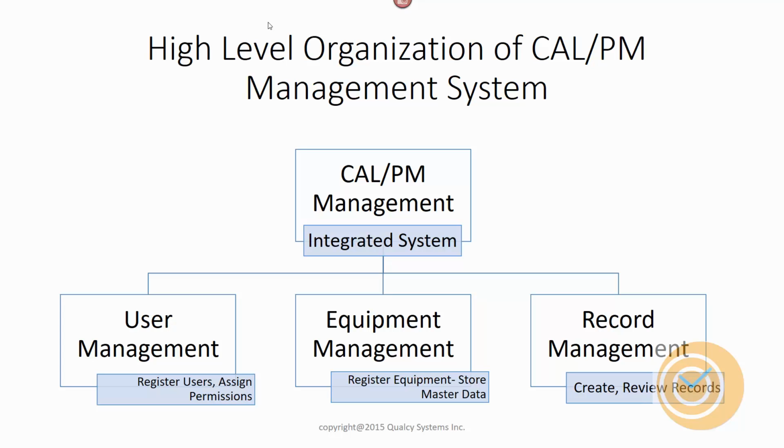In equipment management, we have an option to register the equipment and store the master data. There are two ways you can register the equipment. You can add the equipment individually, as we will see in future training sessions, or you can import a big list of equipment master records in a one-click option. Once you have the users and the equipment in the system, you can create the records. We have options for managing the records for calibrations, preventative maintenance, and out of tolerance records.